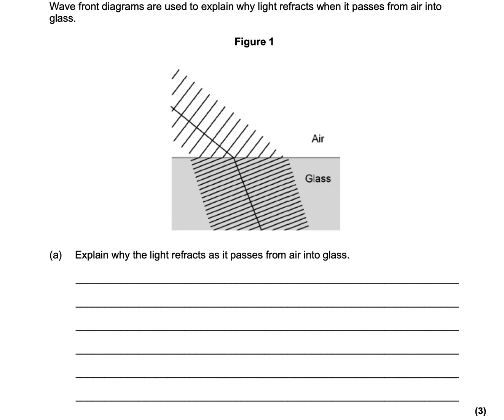A question here about refraction. Wavefront diagrams are used to explain why light refracts when it passes from air into glass. Refraction is a change in direction, and that happens due to a change in speed of the wave. It's this one through the middle that's showing you the direction of the light ray. The light is travelling through here and you can see there's a bend in it. So it's changed direction as it's entered the glass because it's slowed down.